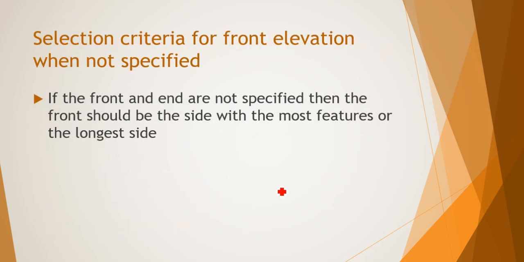So on the selection criteria, sometimes the front elevation might not be specified. So what are you supposed to do in such a situation? What you are basically supposed to do is just look for the longest side or the side with most features, and I think that should be a good criterion to give you the front elevation, and the other side that remains is automatically the end elevation.